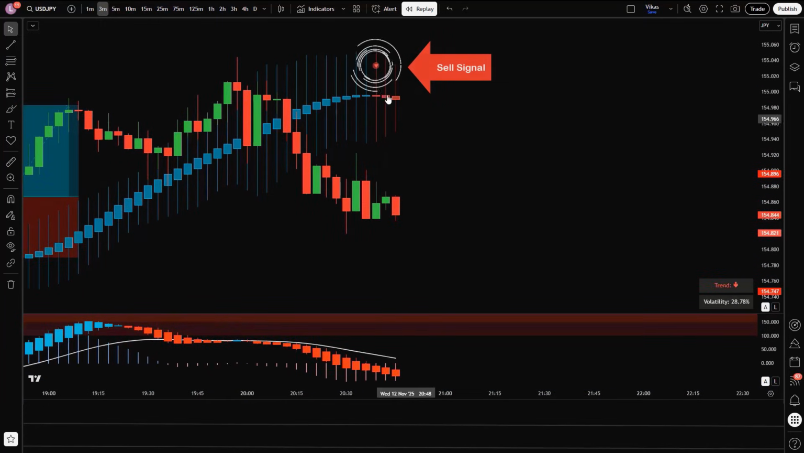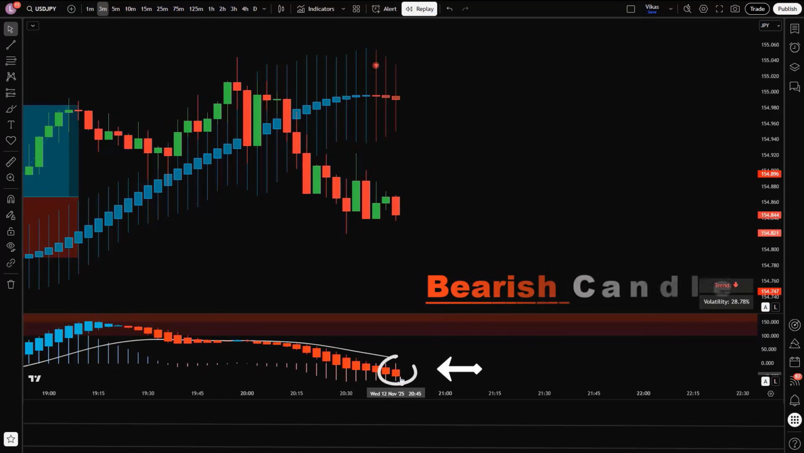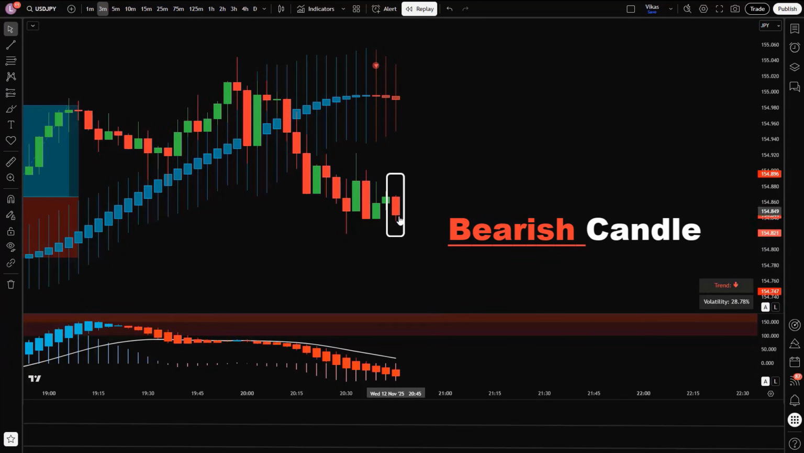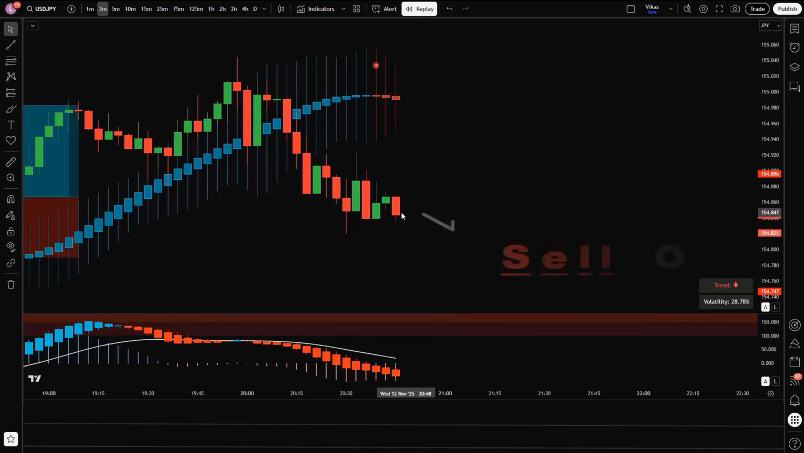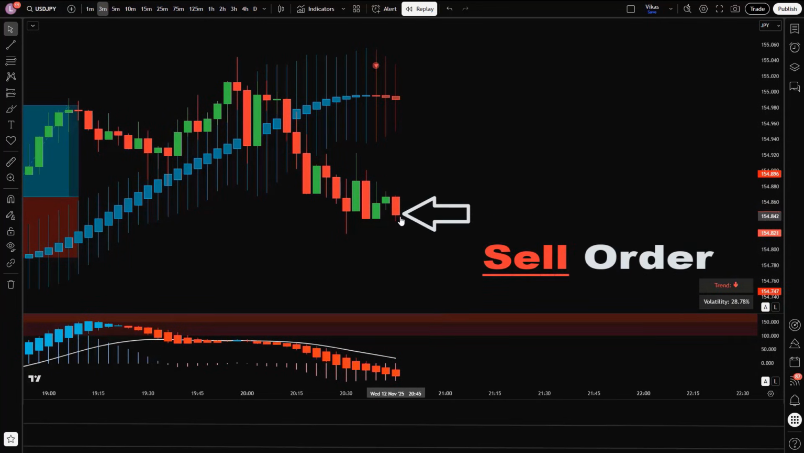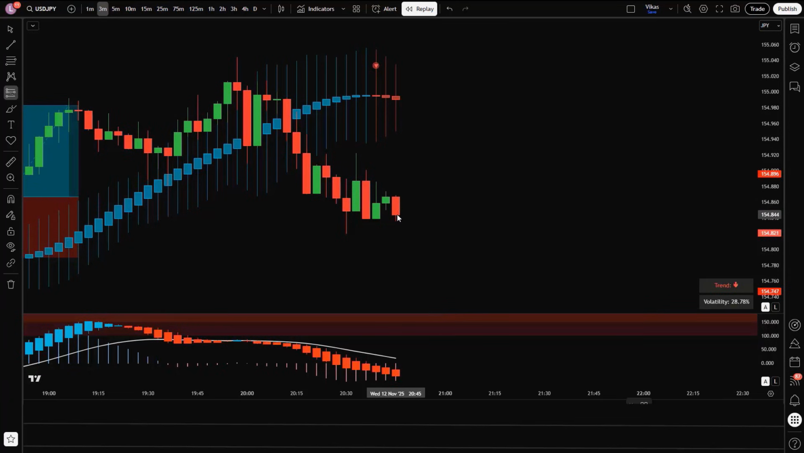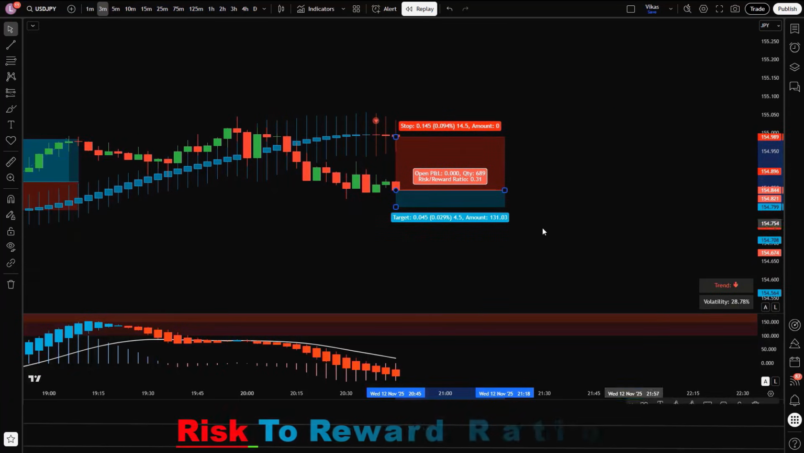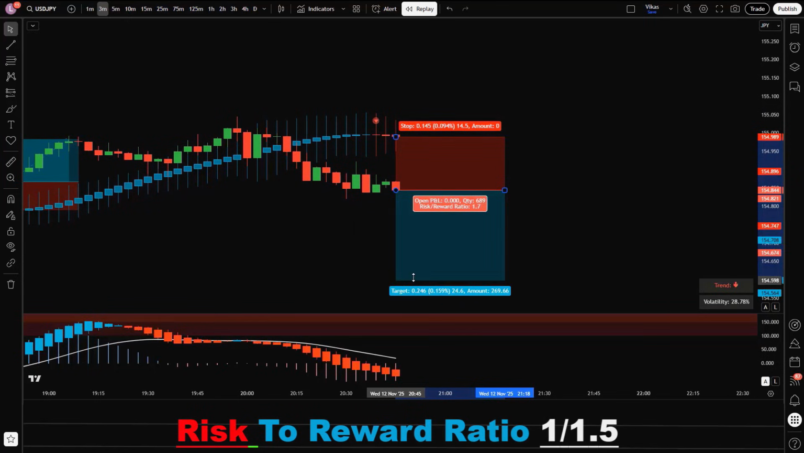Here the Triangular Hull Moving Average indicator gives us a sell signal. Here the bearish red candle of the Triangular Hull Moving Average is below the white line. Here the market has made a bearish candle to give confirmation. So all our conditions are being fulfilled, so we are placing an order to sell. Our stop loss should be at the red candle, and the risk to reward ratio will be 1:1.5.